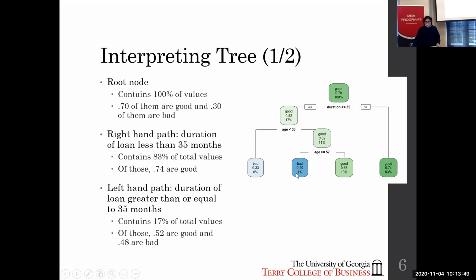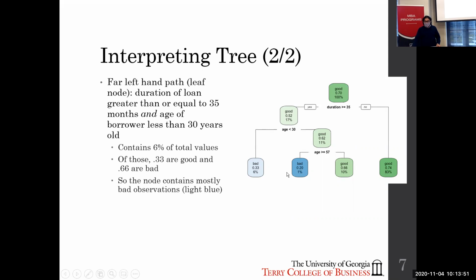So then we have the far left-hand path, which is the leaf node, right? It's the bottom level node. Here what you have is the duration of the loan is greater than or equal to 35 months, so it's going down this way. And also the age of the borrower is less than 30 years, right? So what happens here? That contains 6% of the total values, and of those, 33% of them are good, and 66% of them are bad.